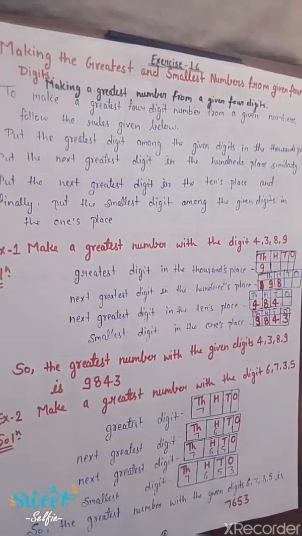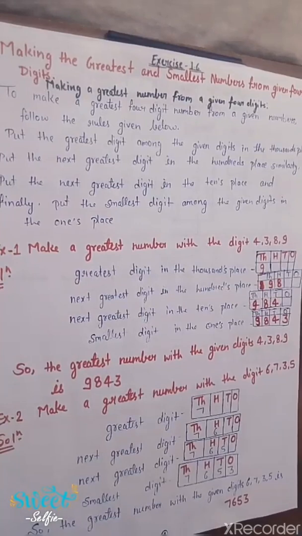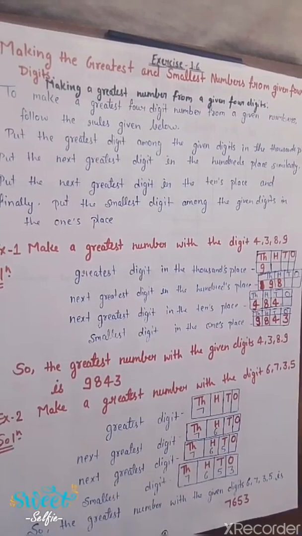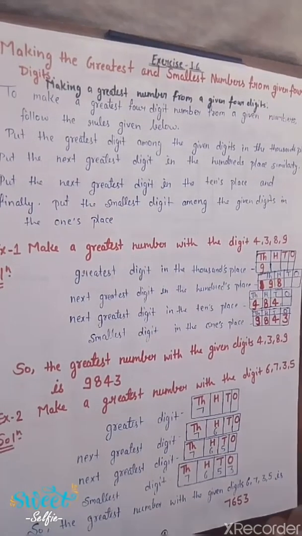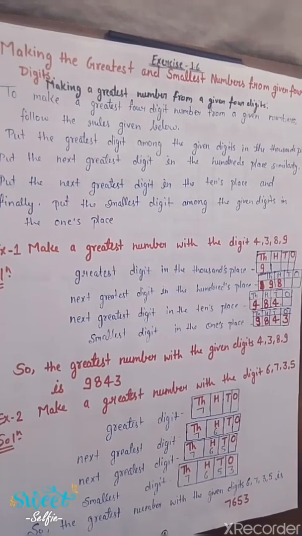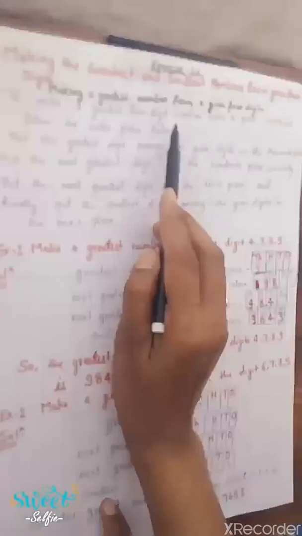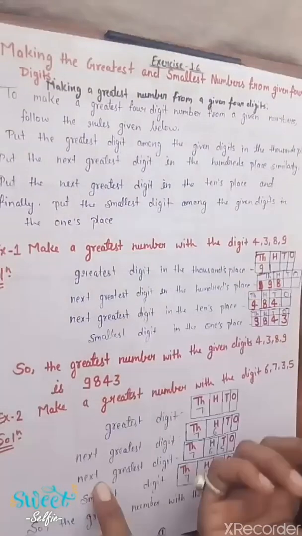Our today's topic is making the greatest and smallest number from given 4 digits. In this, 4 digits are given. By using them, we have to make the greatest number and the smallest number. Okay, so let's start. First, we will see making a greatest number from given 4 digits. To make a greatest number, we have to follow some rules. To make a greatest 4 digit number from given digits, follow the rules given below.